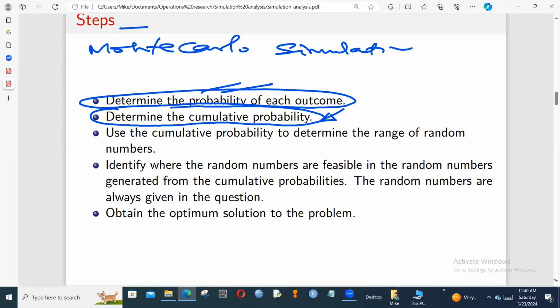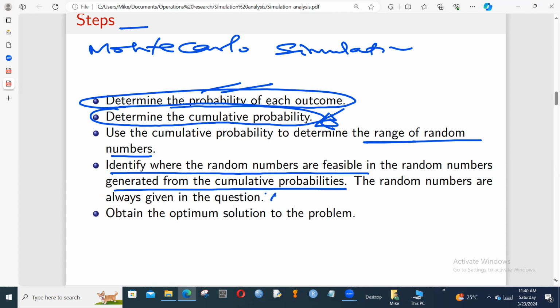Then we shall use those cumulative probabilities now to determine the range of random numbers. The range of random numbers can only be created using cumulative probabilities. And the next thing, we shall be identifying where the random numbers are feasible in the random numbers generated from the cumulative probabilities.